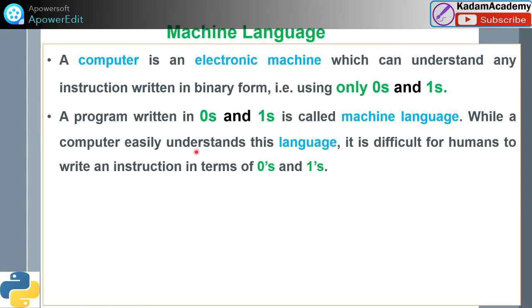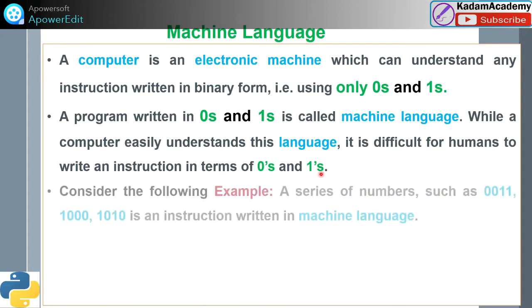While a computer easily understands this language, it is difficult for humans to write the instructions in terms of zeros and ones. How? Consider one example. I will show you one example. A series of numbers such as 0011 or 1000 or 1010. These are the instructions written in machine language.